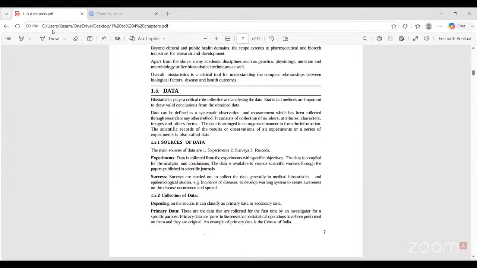See here, experiments. Data is collected from the experiments with a specific objective. The data is compiled, analyzed and conclusions drawn. The data is available where scientific workers publish through papers or scientific journals.